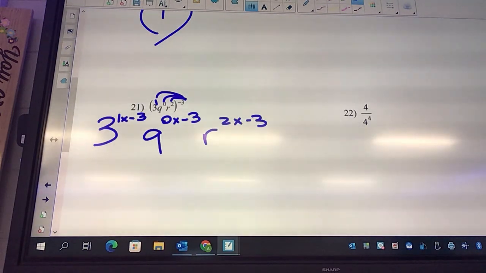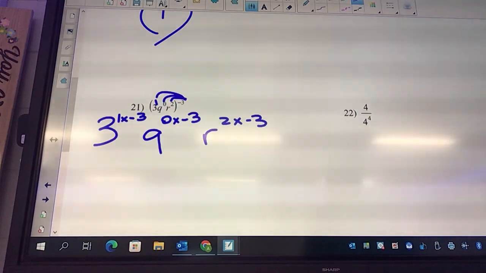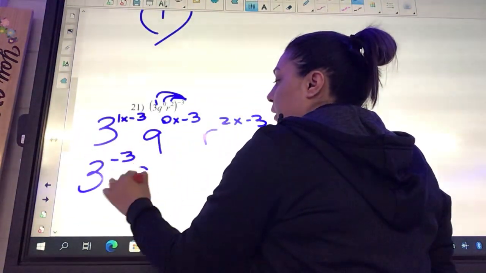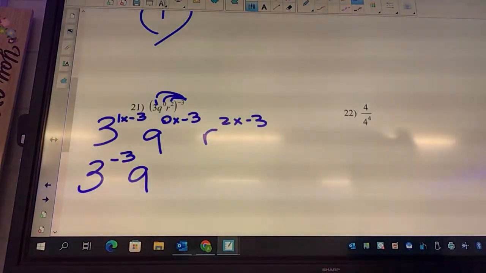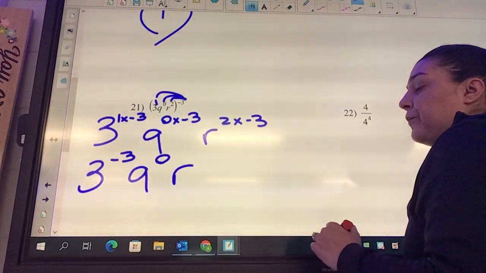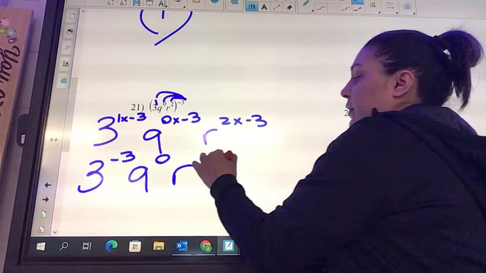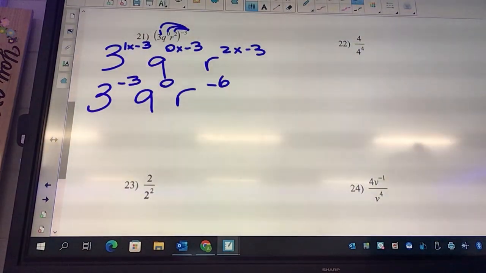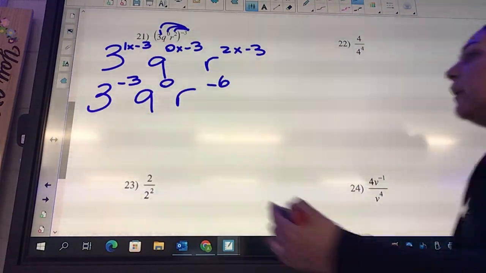Okay, so what is 1 times negative 3? Negative 3. So you're going to get 3 to the negative 3, Q to the 0, R to the negative 6. Okay, well, what's going to happen to the Q to the 0? It's going to cancel out.